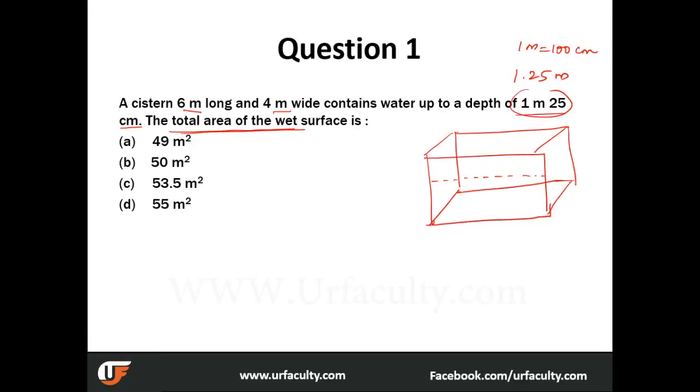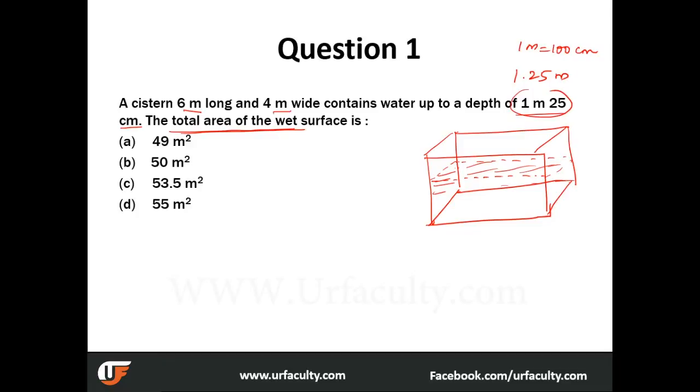But water doesn't touch the top, because water has still not reached that region, and we don't know whether the cistern is closed or open. Whatever it is, at least in this case, it is very clear that water is not touching the top. So they are just asking for the total wet surface, which is basically your four sides of the cistern and the bottom. So please kindly visualize it. Except for the top, all the other regions are wet.